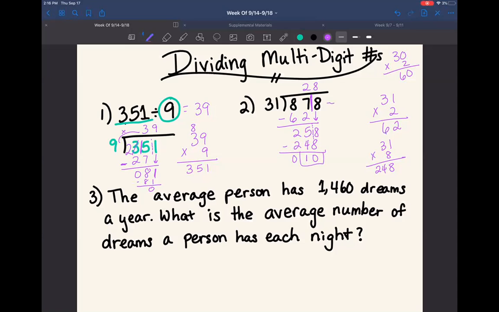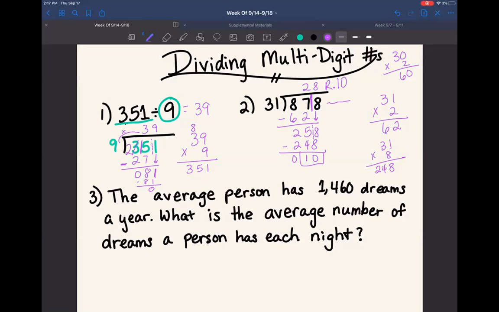Because I don't have any more numbers to bring down. There's nothing else I can do. So what is that 10 called? The remainder. It is the remainder. So I have 28 with a remainder of 10. Any questions on these first two problems? No, we're good? All right.